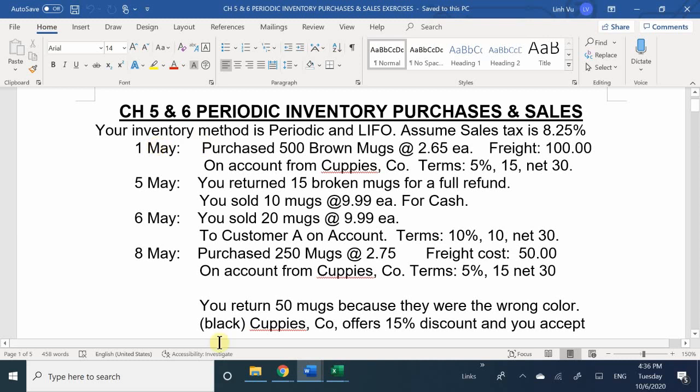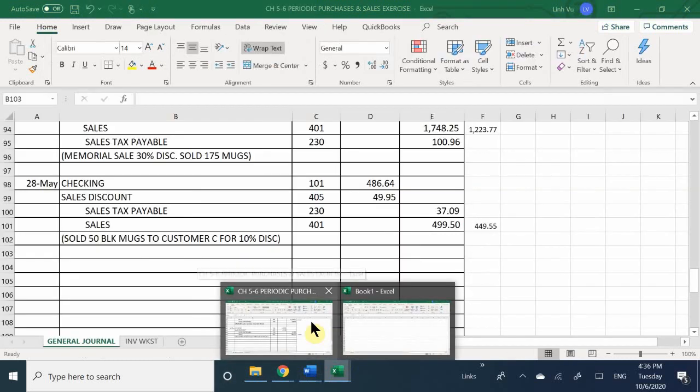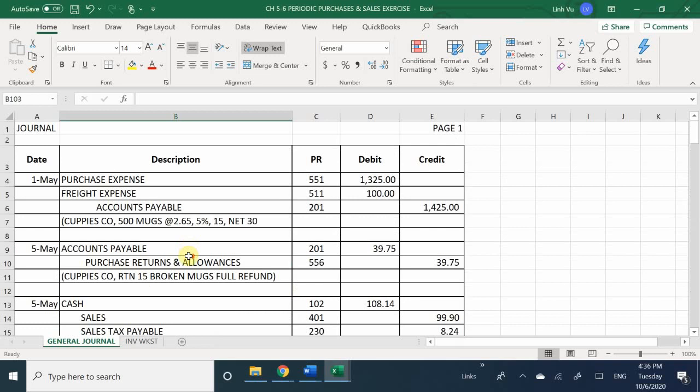How much was our total for May 1st? It was $13.25, correct. But what else did we do? We probably had a return in there somewhere. We did have a return on the 5th. Therefore, we need to subtract $39.75 off of that purchase.